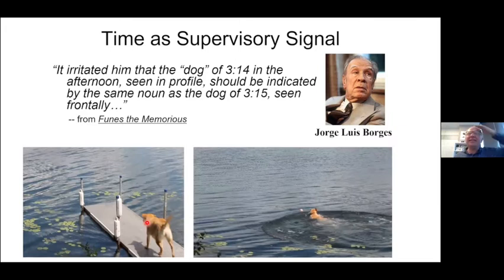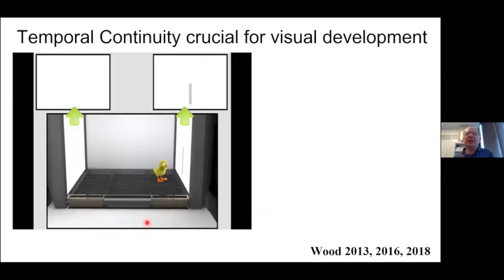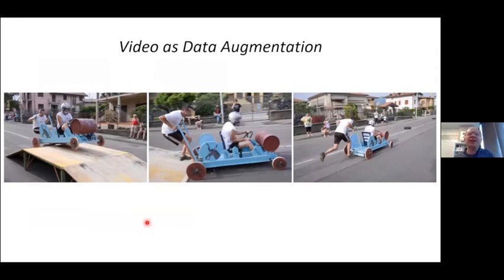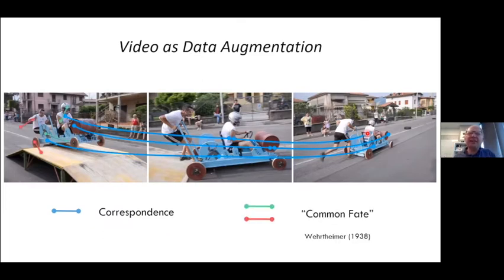And so that made us think that time might be a very good supervision for what should be the same and what should be different. There is also a very nice paper by Wood to show that for chicks that are just born, temporal consistency turns out to be very important. If you only see input that's not temporally consistent, the chicks have major problems with their visual system. So nice motivation from there. So basically the idea is using video as a source of data augmentation. So basically saying that this and that and those should all be considered one thing, should all be kind of on the positive side, okay?